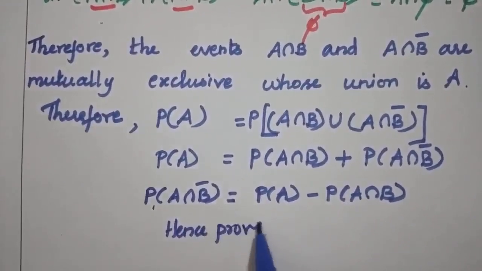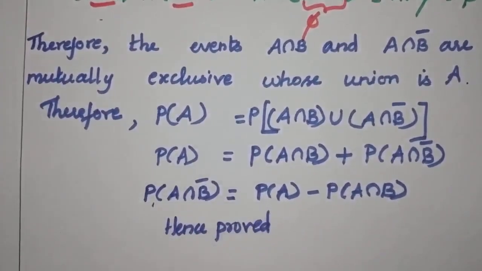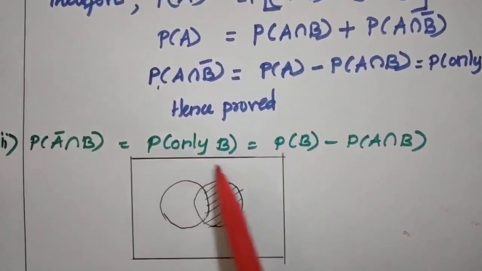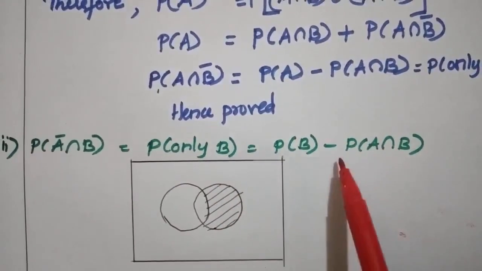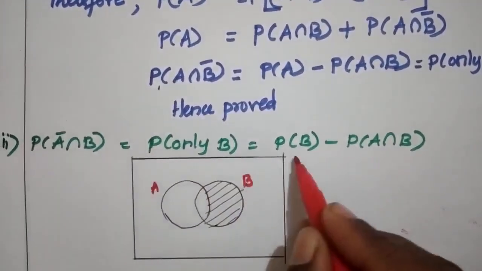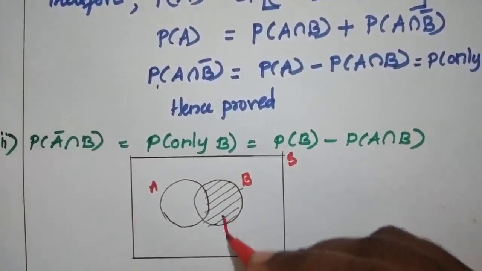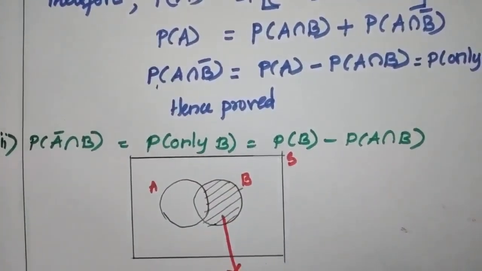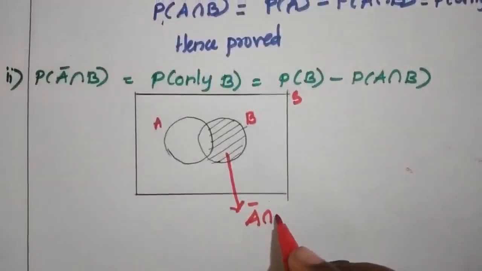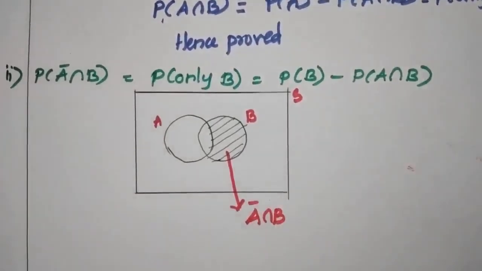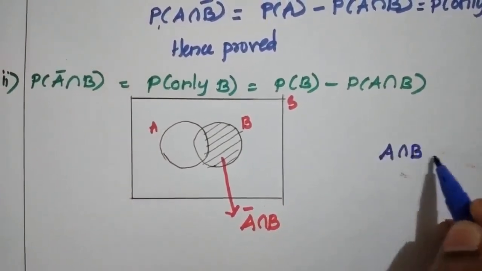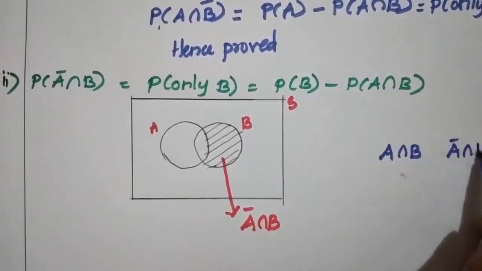Is it clear, children? Yes. Second one is P of A dash intersection B is equal to P of only B, which is P of B minus P of A intersection B. So here A and B are two events in the sample space S. Then what does this shaded portion represent? Yes, this is your A dash intersection B. Here we are going to take two events into consideration. One is A intersection B and the other one is A dash intersection B.